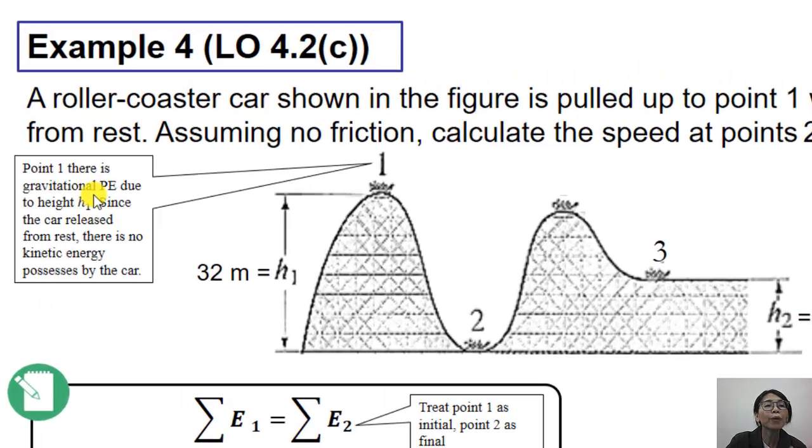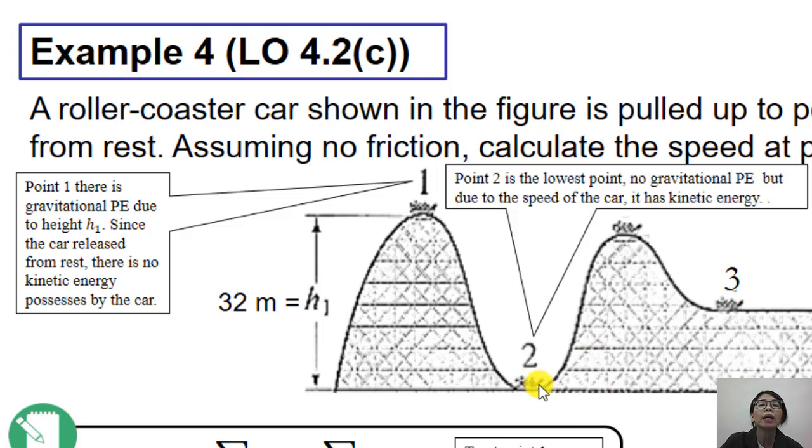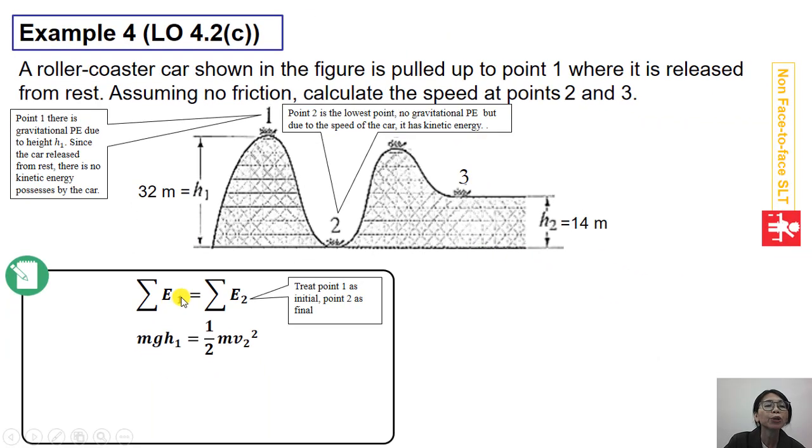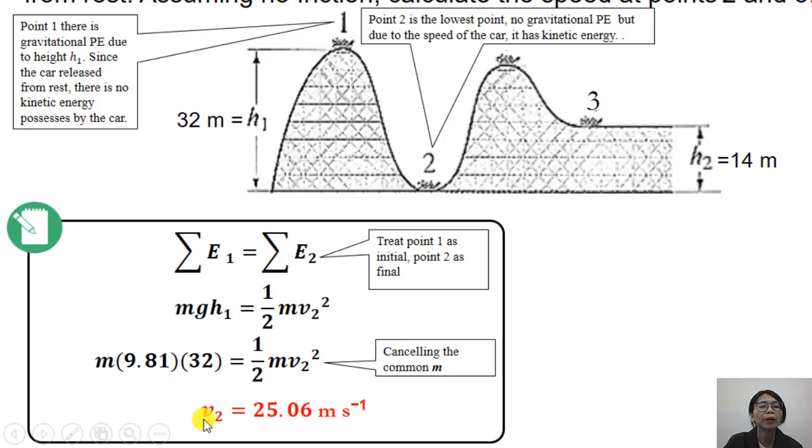Consider point 1. At point 1, there is gravitational potential energy because of the height, 32 meters. And since the question says it is released from rest, at point 1 there will be no kinetic energy for the car. Then at point 2, this is the lowest point, so there is no gravitational potential energy because the height is equal to 0. And since we want to calculate the speed at point 2, the car will have kinetic energy. So the energy at point 1 is mgh1, equal to the total energy at point 2, which is half mv squared. Then we put in the values. The mass can be cancelled out, and we get the speed of the car at point 2 as 25.06 meters per second.